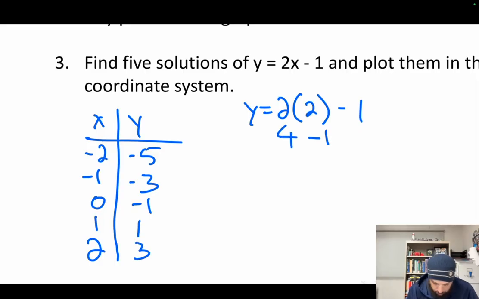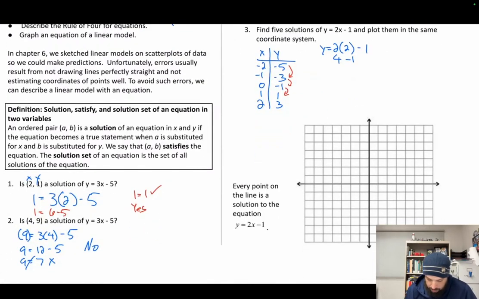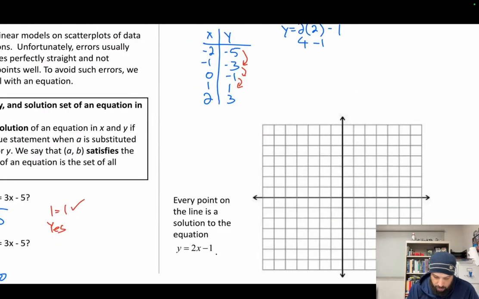And even some of you are probably starting to see the pattern from the slope going up by 2, so you don't necessarily always have to substitute those in. So let's go ahead and plot those points. Okay, so then remember we go x first, so -2 and then down 5. And then -1, 3, 0, -1, 1, 1, and 2, 3. And then we should get that line that goes right through those.